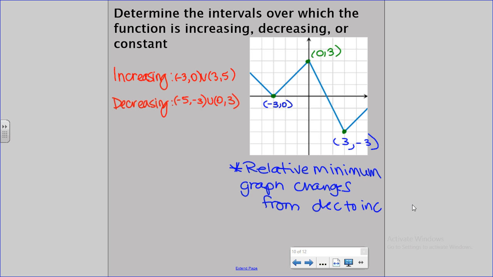The coordinate 0, 3 is a relative maximum for the opposite reason. This is where the graph changes from increasing to decreasing.